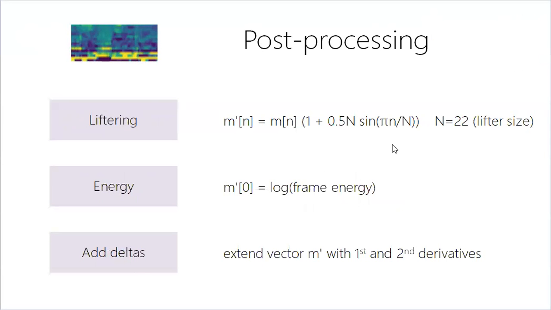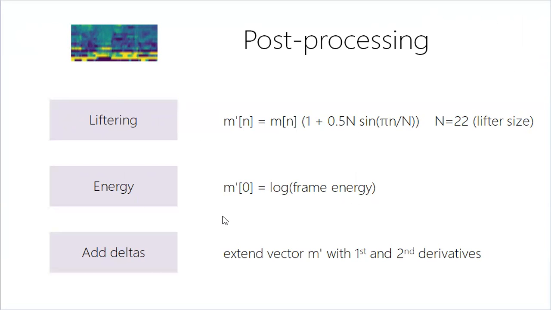And finally, what about the post-processing? So we already have the MFCC vector. What can we do with this MFCC vector? First of all, we can do the liftering, i.e. we can multiply each coefficient by this guy, where capital N is the lifter size, or a size of a liftering window.